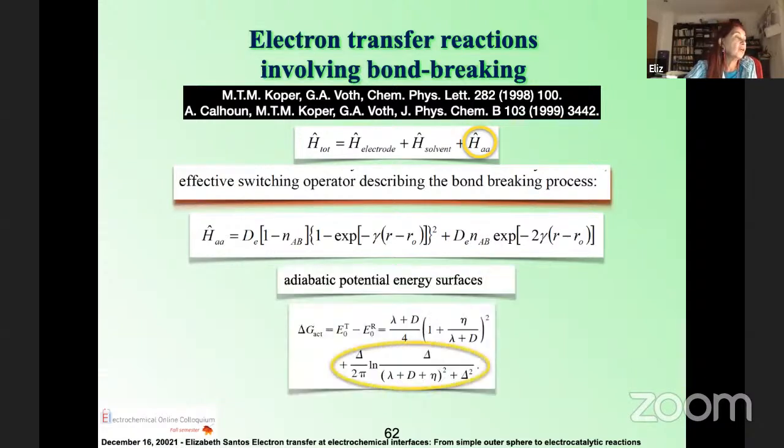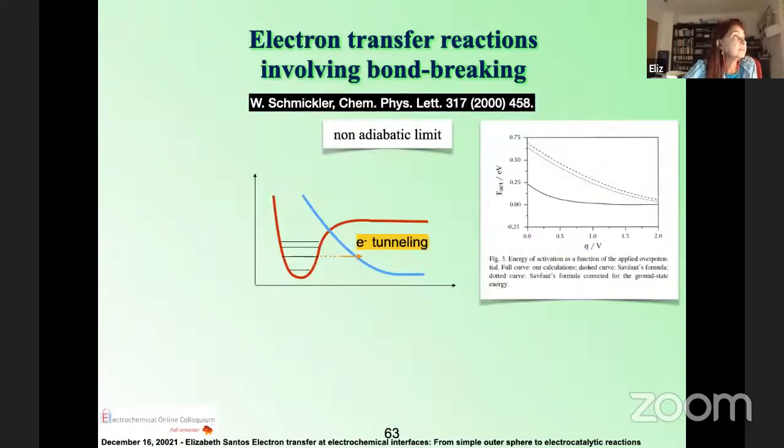And also, he can introduce the interaction with the metal, and then this term appeared with the wideband approximation that comes into the activation energy. Later, Wolfgang Schmickler made this for the non-adiabatic limit, the case when tunneling is possible. And then they obtained for some cases that when tunneling is important, the activation energy decreases because of the tunneling process.